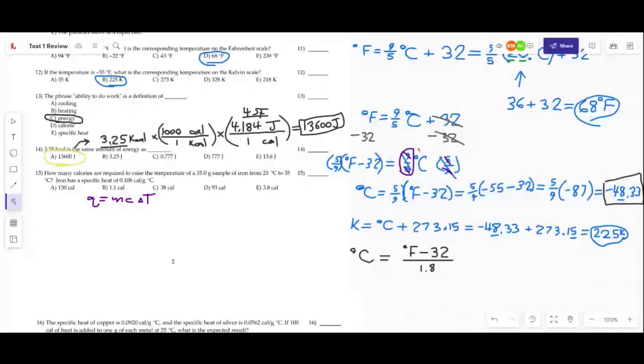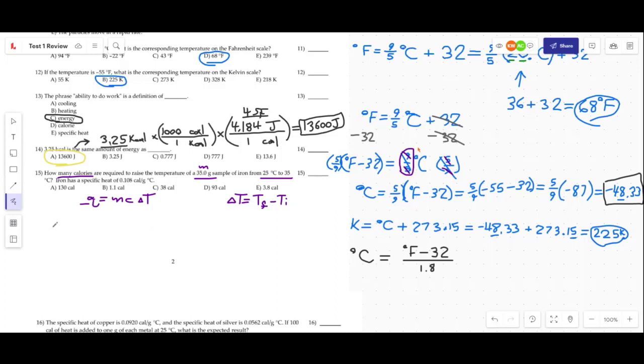So first we have to identify what we're looking for. Q is actually heat. We're looking for the calories, so that's what we're looking for. We're looking for the Q. The M is your mass. This is your M. 25 to 35. Okay, so delta T is always equal to final minus initial. So T final minus T initial.